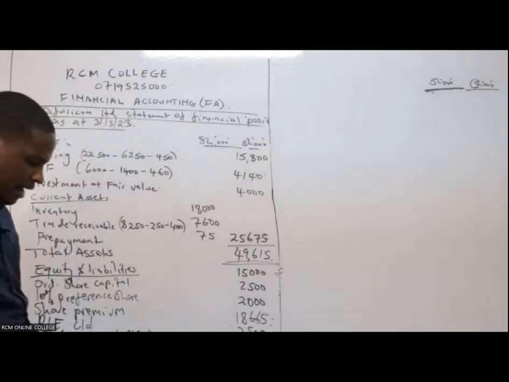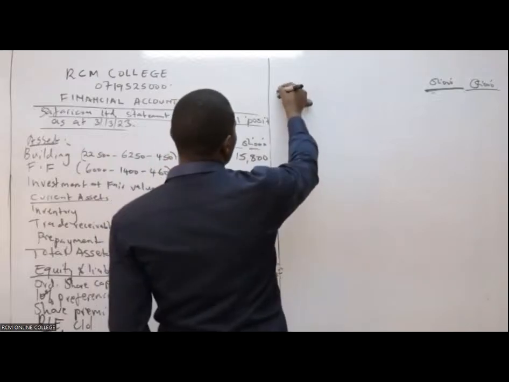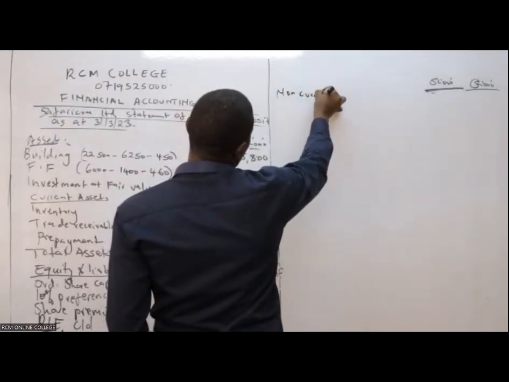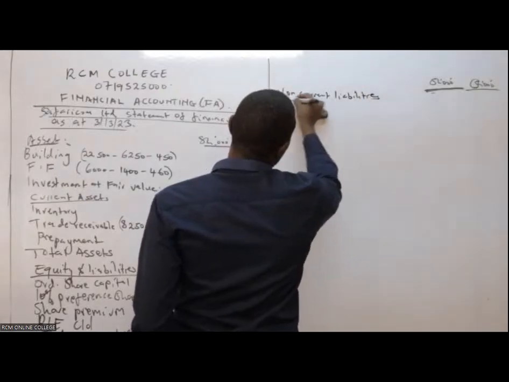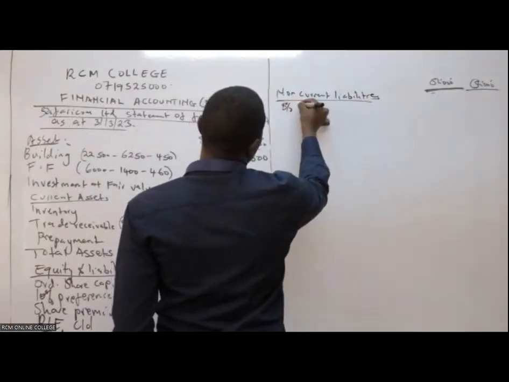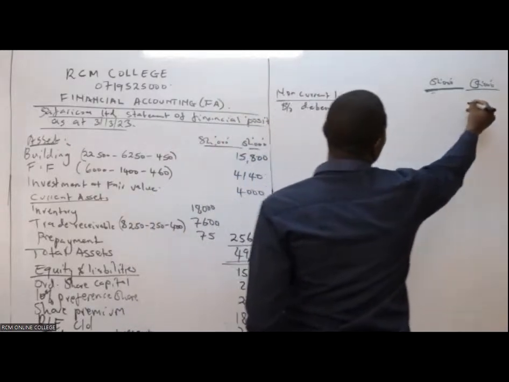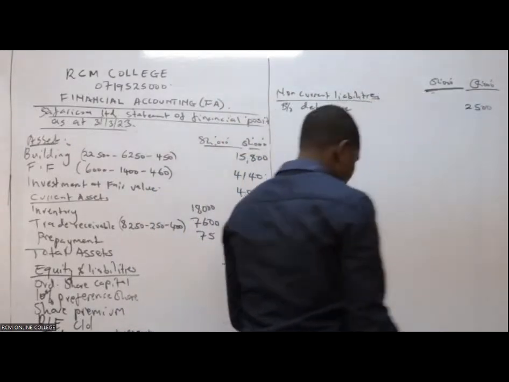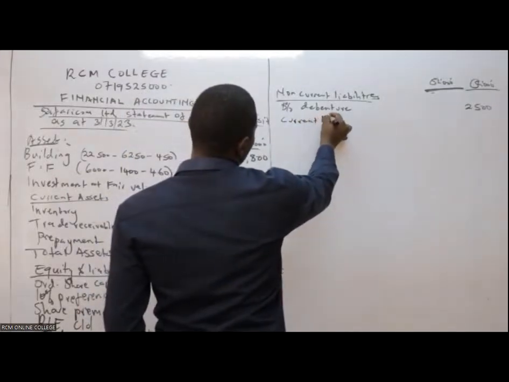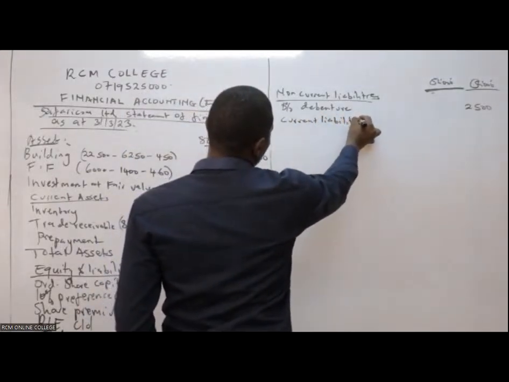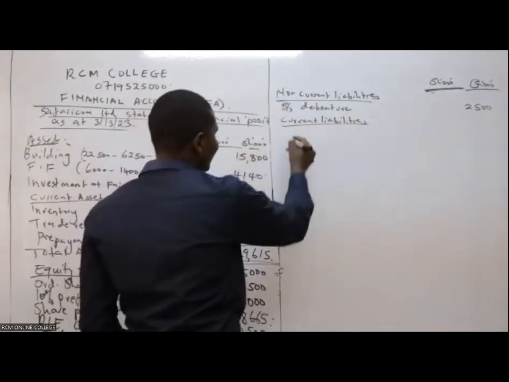Now we have non-current liability, which is 8% debenture. It was 2,500. Then we go to the current liabilities. We are finishing current liabilities. I hope you know these: trade payable, accrued admin.